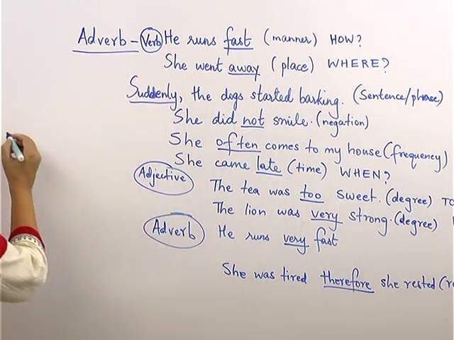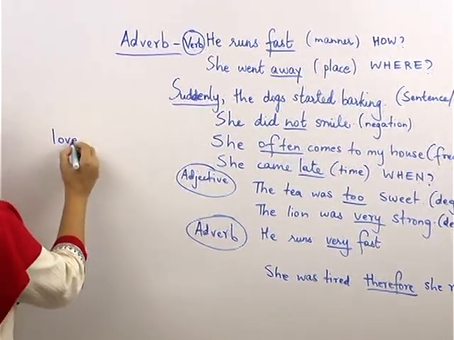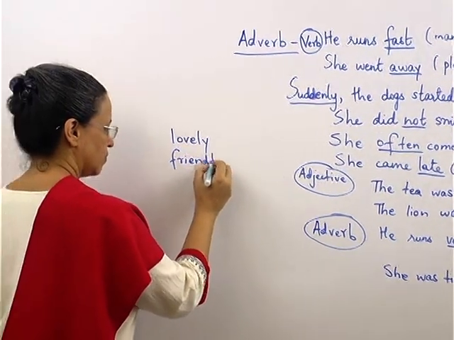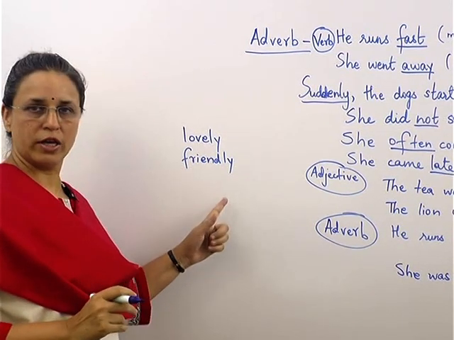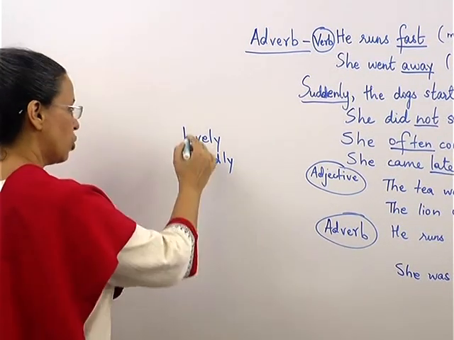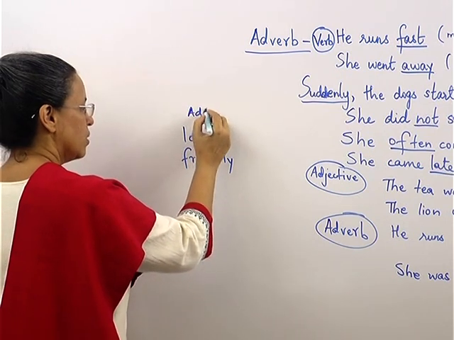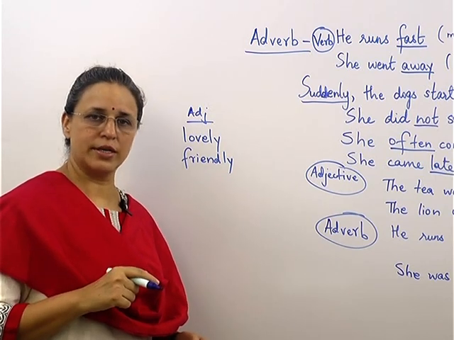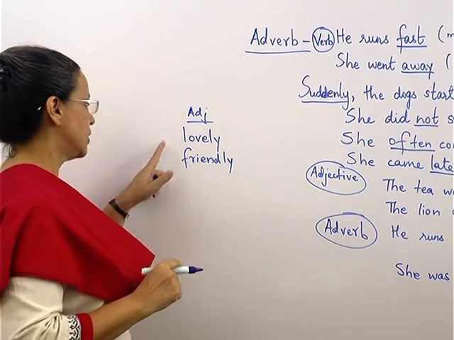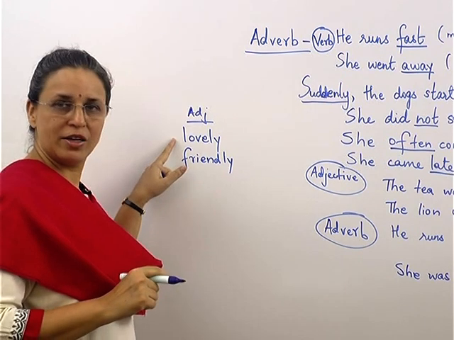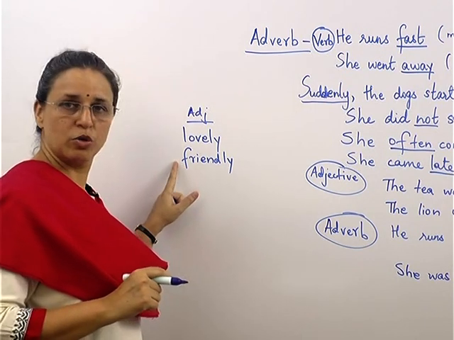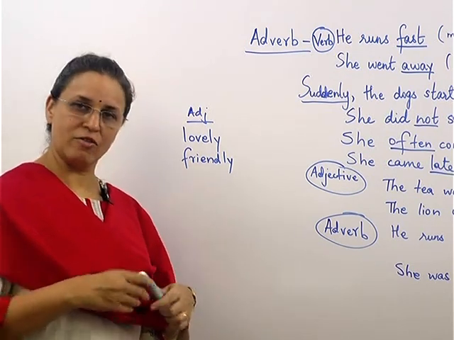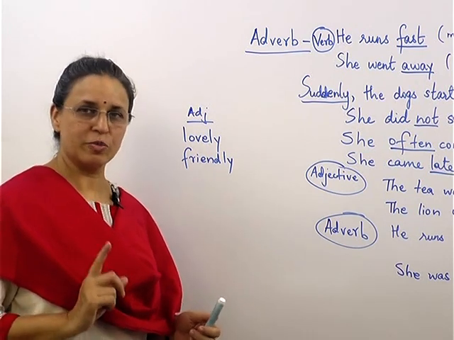I'll give you one example. See, for example, lovely, friendly. This also ends with ly, but it is not an adverb. These both are adjectives. Why? Because suppose we say, what a lovely girl. It is telling about the girl. It is telling about the noun. So, this is an adjective. She is such a friendly girl. So, friendly is also telling about the noun. So, this is also an adjective. So, don't assume that all ly means adverb. Okay, you have to be a little careful.